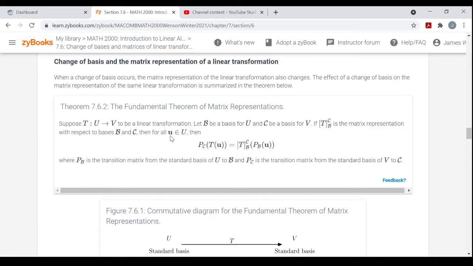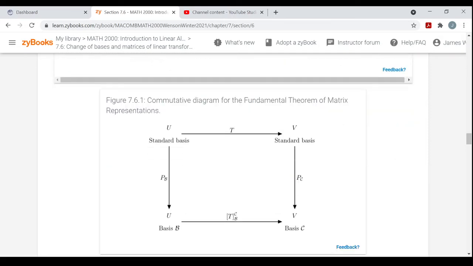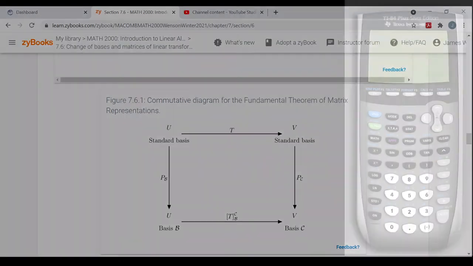Then, for every vector in the domain, PC times T of U is equal to the matrix representation times PB, this is technically times U here, where PB is the transition matrix from the standard basis of U to B, and PC is the transition matrix from the standard basis of V to C. All right, that's a lot, but I like this picture here, and I'll draw this up on some paper and explain what's going on.